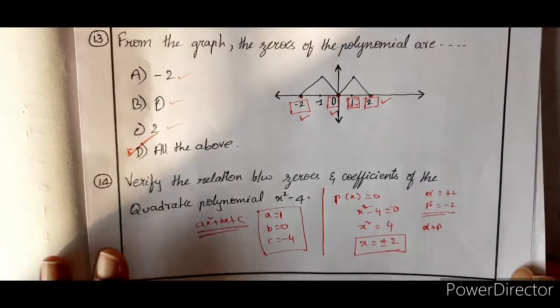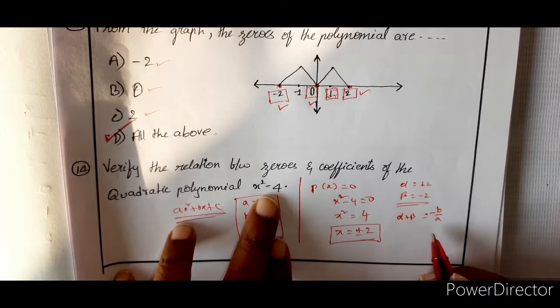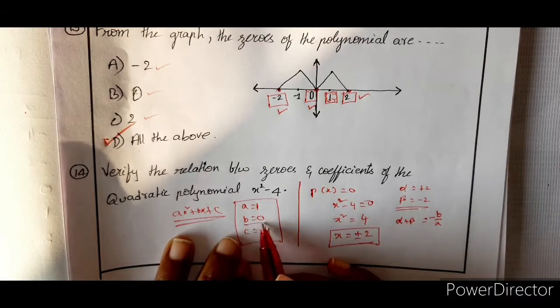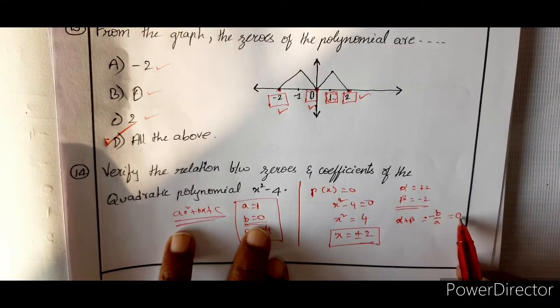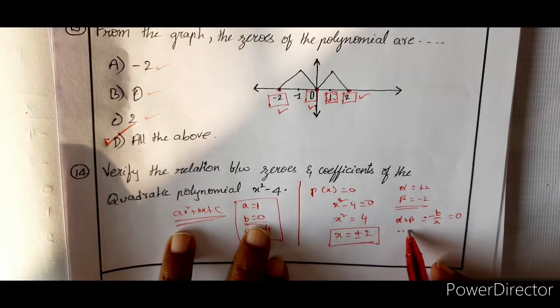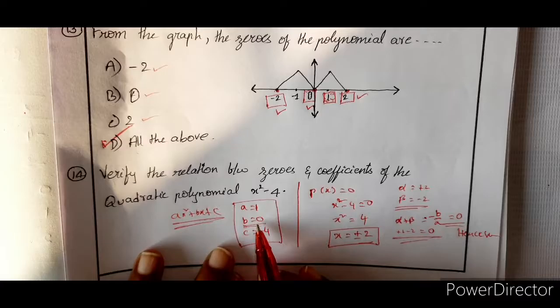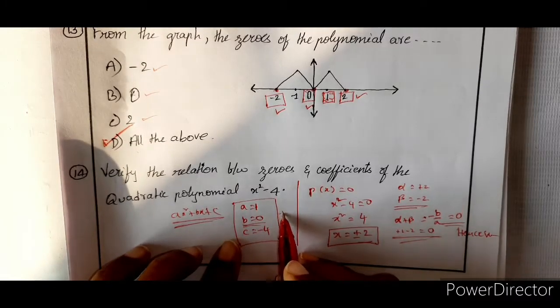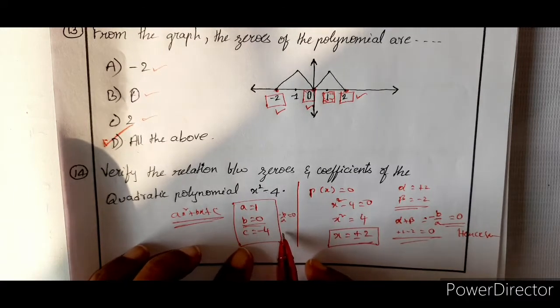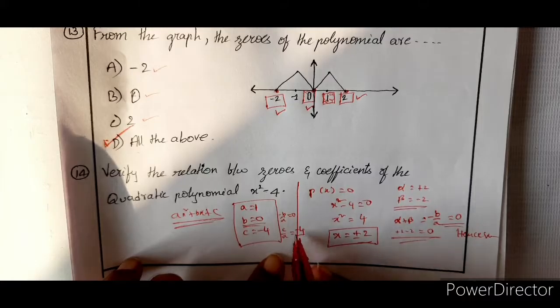Now alpha plus beta is equal to minus b by a. But what is minus b by a? It is 0. Right. So therefore verified. Here alpha plus beta is also plus 2 minus 2, which is equal to 0. So hence verified. Now from here, minus b by a is 0. And now c by a is minus 4 by 1, so that is equal to minus 4.